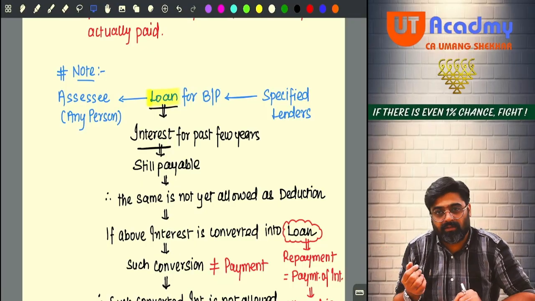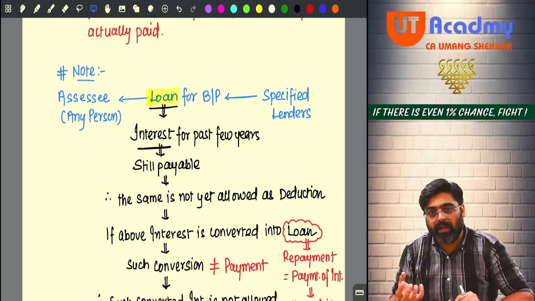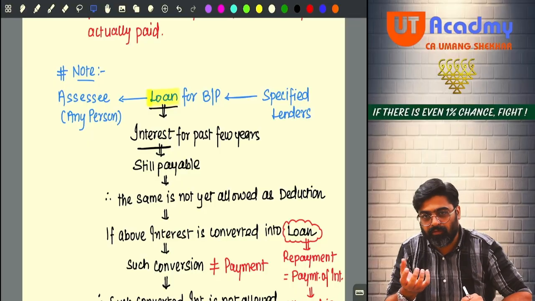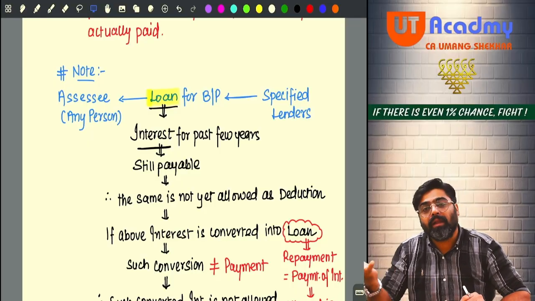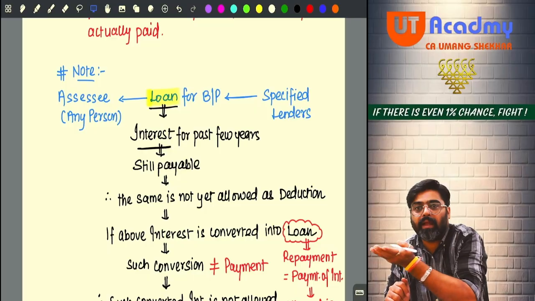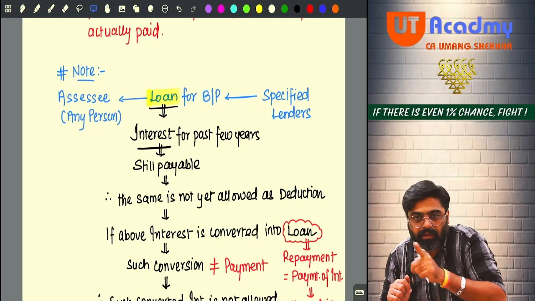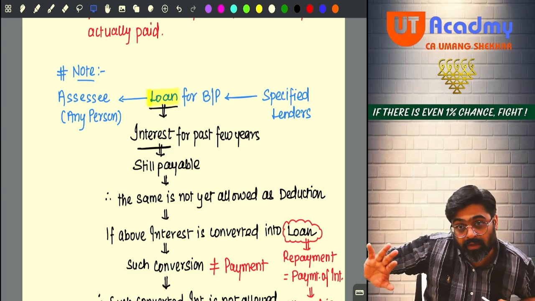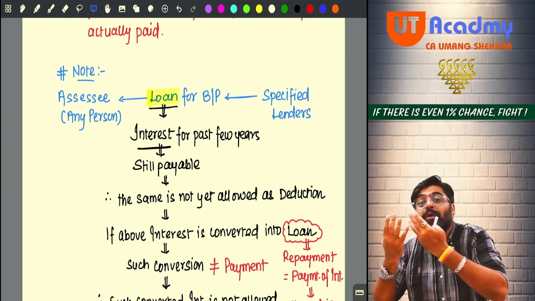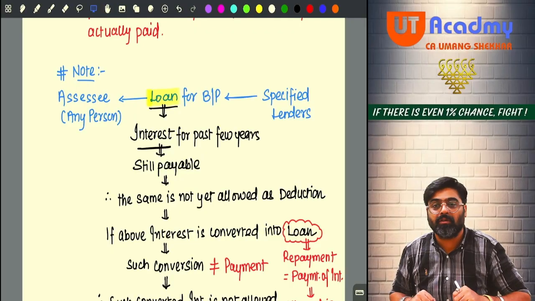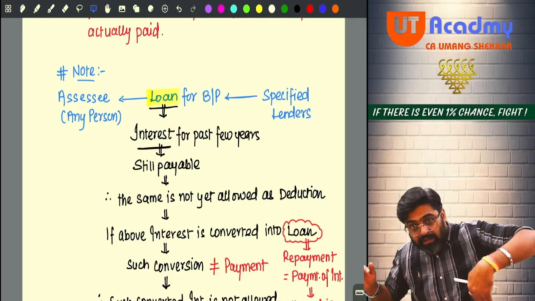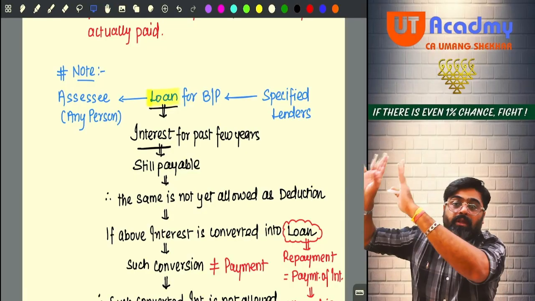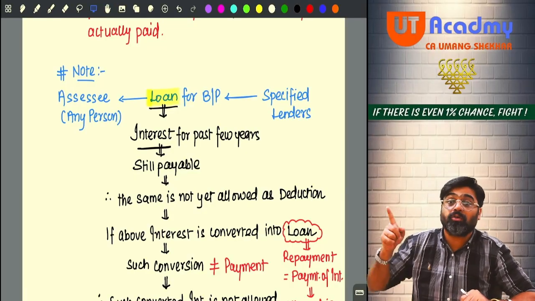So last 3 years interest: 2 lakhs, 1 lakh 50 and 1 lakh. 2 lakh, 1 lakh 50 and 1 lakh. 3 lakh 50 and 1 lakh, 4 lakh 50 interest which belongs to last 3 years. I could not claim that interest in those years. In those years, this entire 4 lakh 50 interest which belongs to the last 3 years was disallowed as per 43B. Why? Because actual payment was not made.